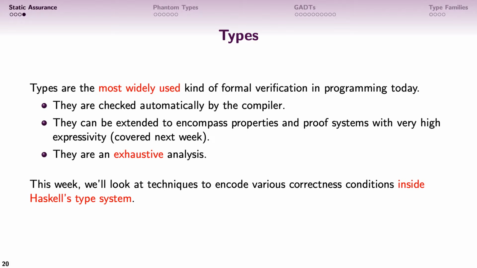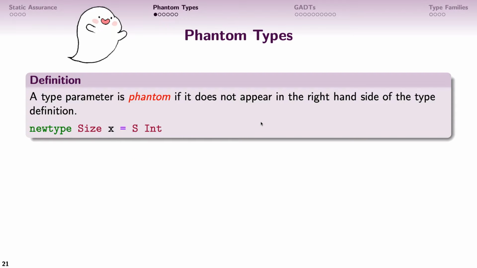So, the first technique that I want to show you is called a phantom type. A phantom type is just, well, let's look at this example. I've got a new type here, it's just like a data type, called Size, takes a parameter x, and it's equal to S of Int. So the constructor is S, and the data contents is Int. Now that's a bit strange. I've got this type parameter here, x, and it's not mentioned at all inside the definition of Size. So this is called a phantom type parameter.